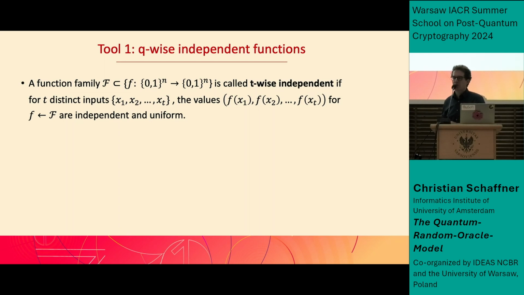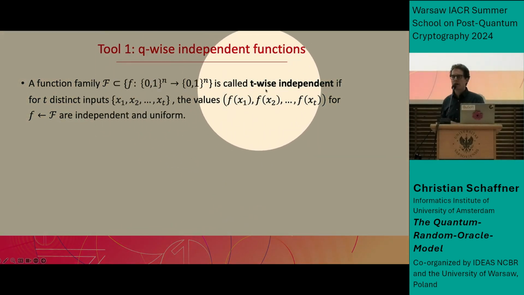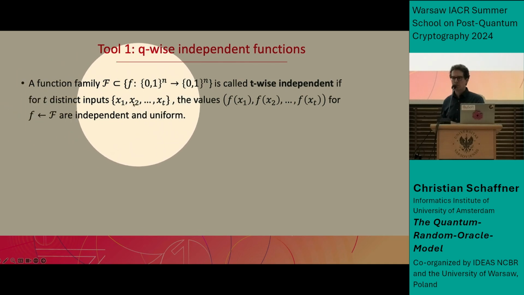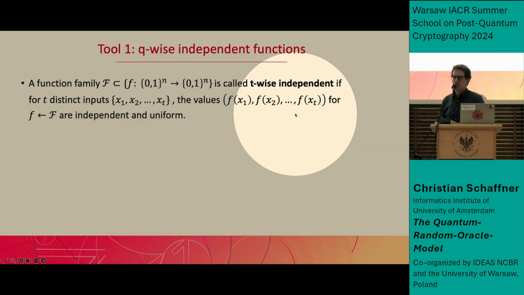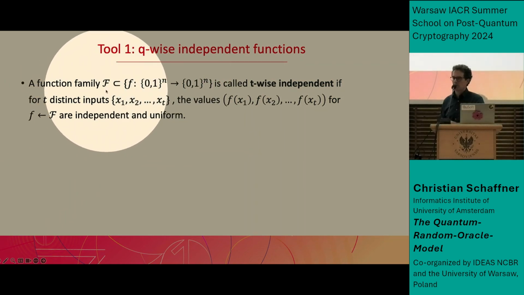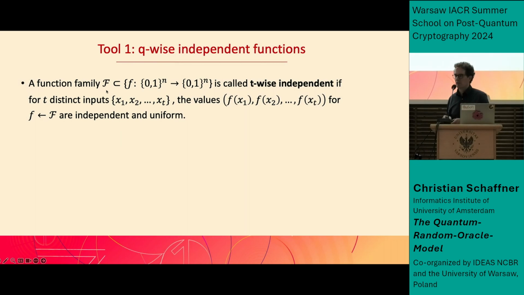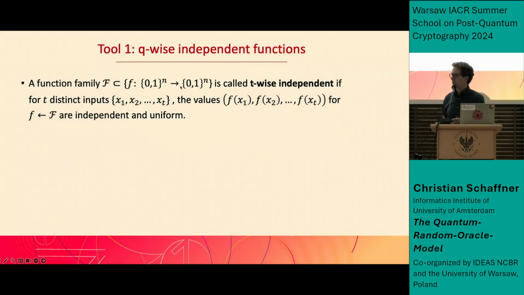It's simply a property of a function family. Let's say you have a subset of functions from n bits to n bits, and they're called t-wise independent if you take t distinct inputs, x1 to xt, and look at the output values, then they are independent and uniform if you sample f from that function family. So the outputs on t points behave independently and uniformly. For instance, if you take f to be the set of all functions, then this is clearly true. But we want to have such function families that are smaller than all the functions.